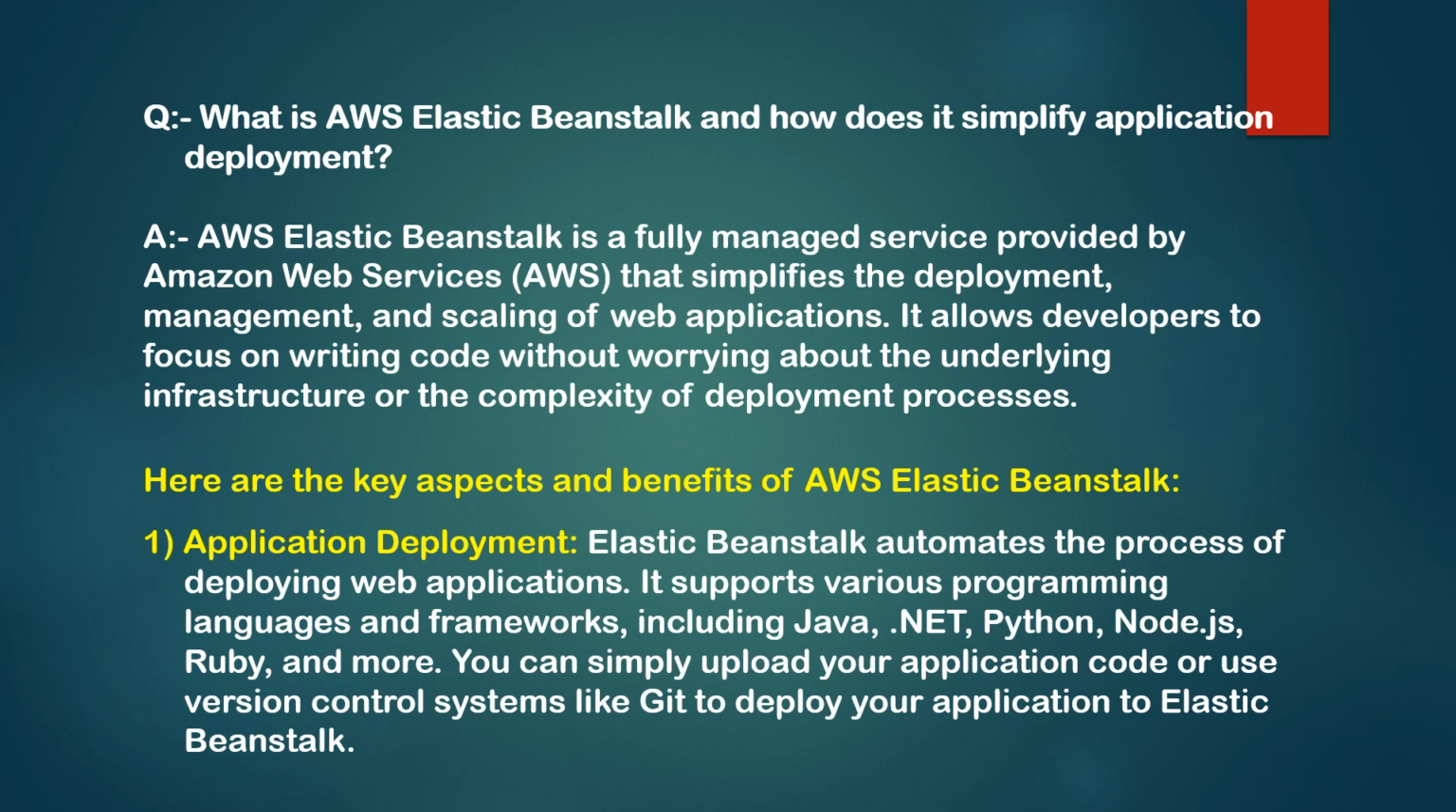Here are the key aspects and benefits of AWS Elastic Beanstalk. Number 1. Application deployment. Elastic Beanstalk automates the process of deploying web applications. It supports various programming languages and frameworks including Java, .NET, Python, Node.js, Ruby, and more. You can simply upload your application code or use a version control system like Git to deploy your application to Elastic Beanstalk.